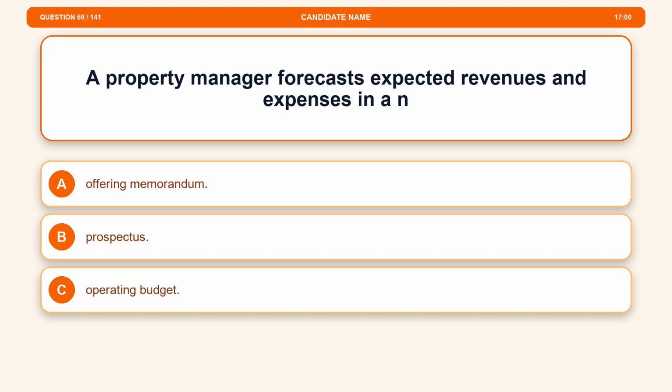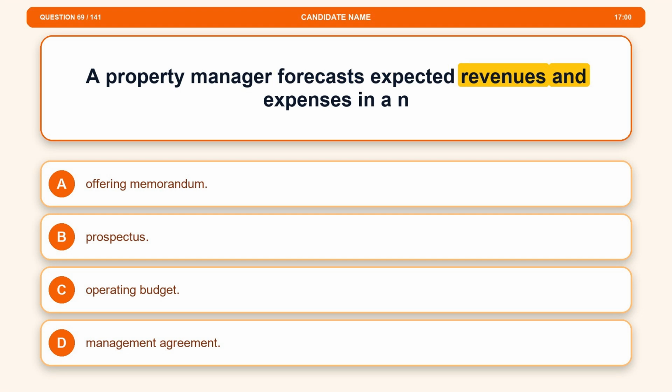Question 69. The property manager forecasts expected revenues and expenses in an option A, offering memorandum. Option B, prospectus. Option C, operating budget. Option D, management agreement.